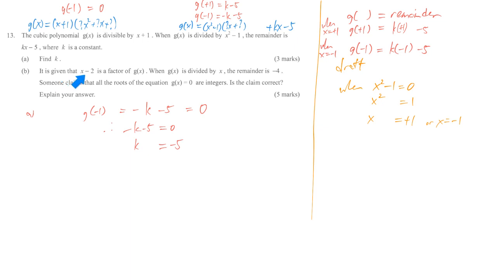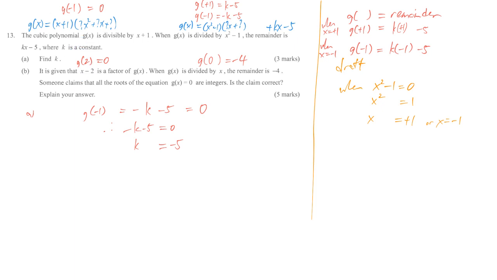Afterward, the question gives one more piece of information. x minus 2 is also a factor, so you may write down g(2) is equal to 0. And then when g(x) is divided by x, the remainder is -4. So you have to write down the implication again. When you put in the suitable x to make the divisor become 0, that means just 0, then the remainder is -4. We have these two more pieces of information. And you are going to solve g(x) equal to 0 and check whether they are all integers. To do so, of course you have to know the full picture of g(x).